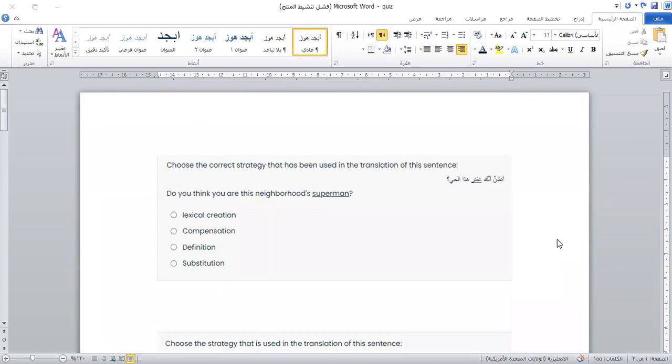So basically, if they're going to substitute it, Superman sounds like a reasonable substitution. And again, this is substitution. It's not lexical creation because Superman already exists in the English language. It's not compensation because nothing was lost, okay? It's not definition because there is no definition. It's just a word for a word.